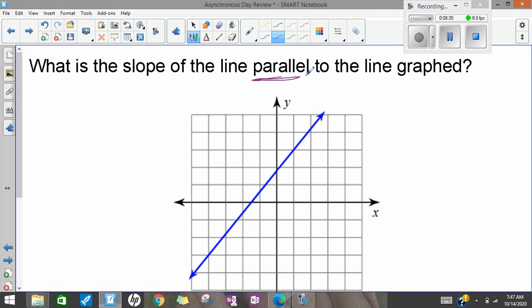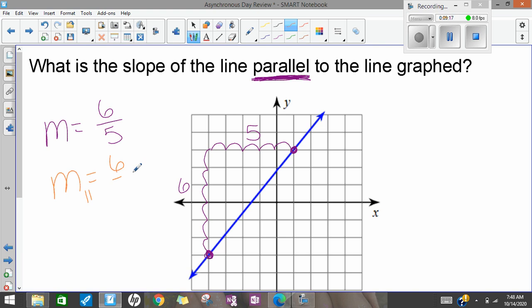And then lastly, I want the slope of a parallel line to this one. So parallel lines have the same slope. So if I find the slope of this line, then I know what the slope of a parallel line is. So I'm going to count up 6 to the right 5. Up goes on top, right goes on the bottom. The line goes up to the right, so it's definitely a positive slope. Up is positive, right is positive. This is a positive slope. Parallel lines have the same slope, so my parallel slope is also 6 over 5.